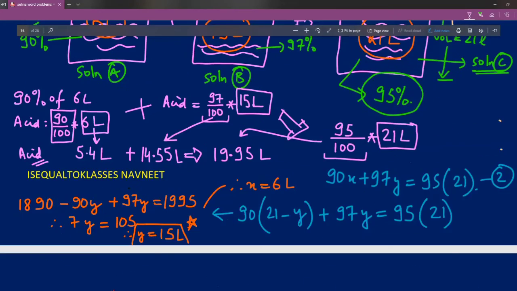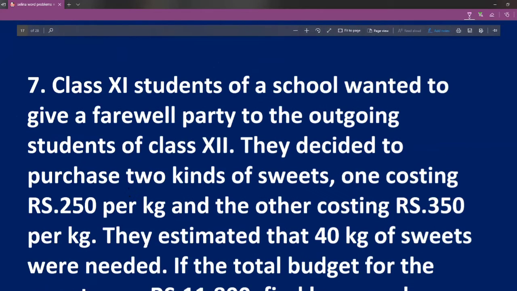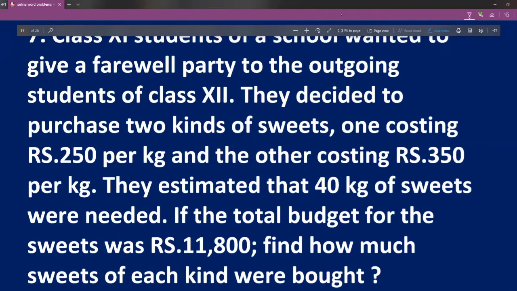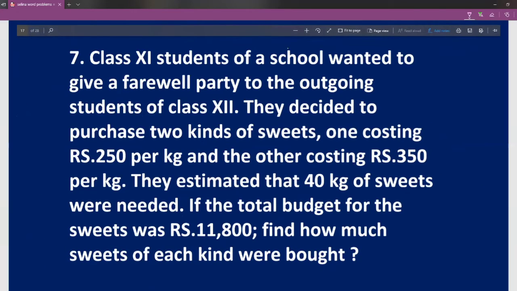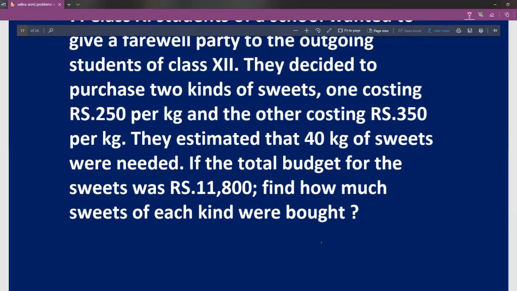Let us move on to the 7th question. The 7th question is a bit simpler to understand. Class 11 students wanted to give a farewell party to class 12th. They decided to purchase two kinds of sweets, one costing 250 per kg, the other costing 350 per kg. They estimated that 40 kg of sweet was needed. If the total budget for the sweets was 11,800, find how much sweets of each kind were bought.